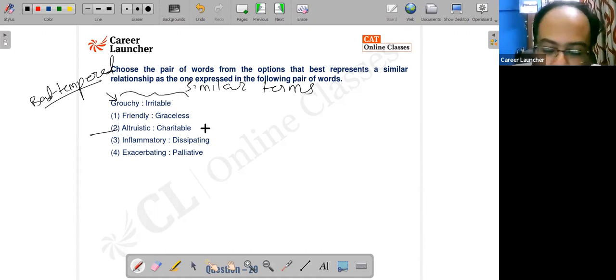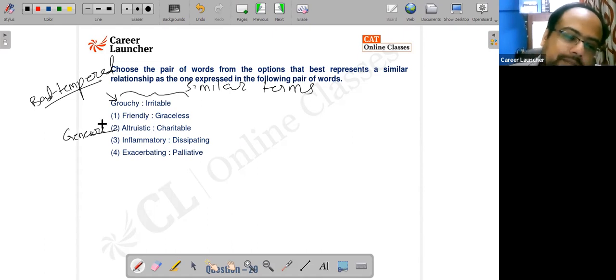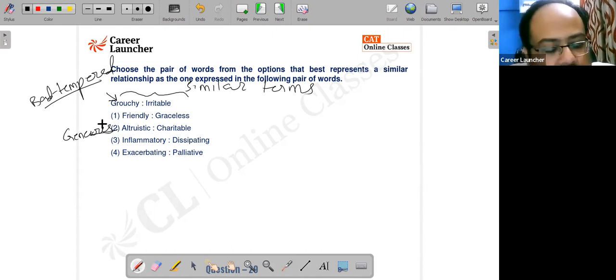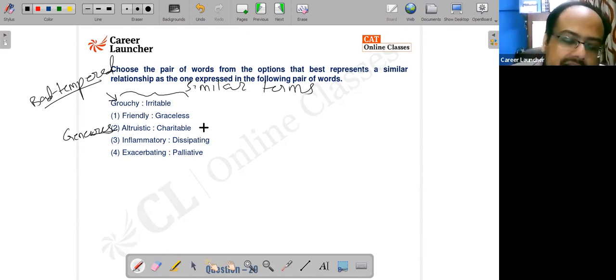The answer is option 2. Altruistic is to charitable. Altruistic means generous. A person who does not only think about himself or herself, a person who thinks about others also. So an altruistic person is a generous person. A person who is charitable is also a generous person. So the answer is option 2. Friendly and graceless: there's absolutely no relation between these two pairs of words. Friendly has got nothing to do with gracefulness. A friend can be graceful or graceless. So option 1 is out.